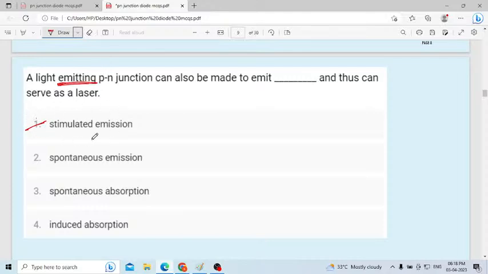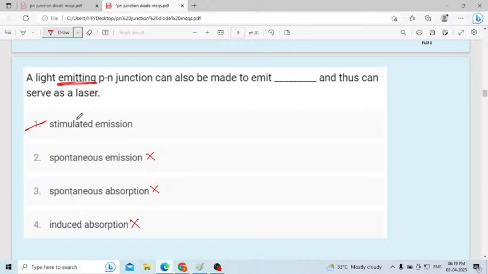This is maybe a new concept for you. Revise, then you will come to know. A light emitting PN junction can also be made to emit dash, thus can serve as a laser, that is stimulated emission. Spontaneous is wrong, we have to provide the energy. Absorption is also wrong, because we are talking about emission. The correct answer for this question is the first one, stimulated emission.